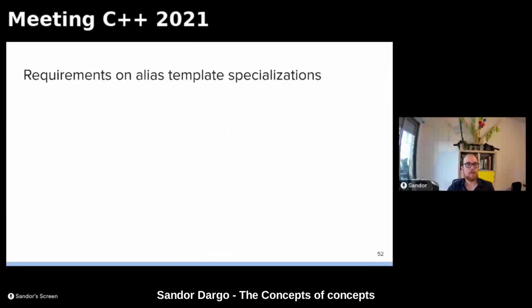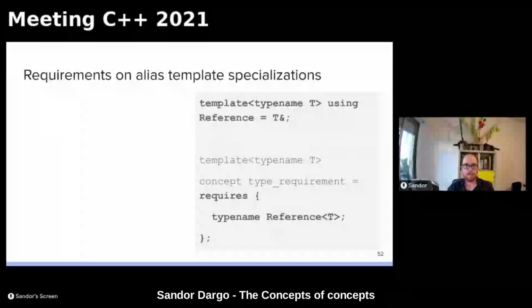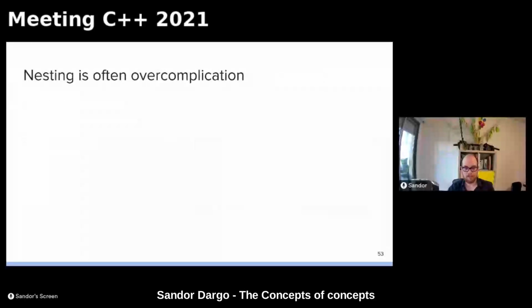Then we can write requirements on the alias template specializations as well. Here, I couldn't really come up with a very meaningful example, so I borrowed this from the CPP reference. I can make sure that this template specialization, alias template specialization, is meaningful, and a type models it. Well, this is also possible, but there are some more that you can model in a concept.